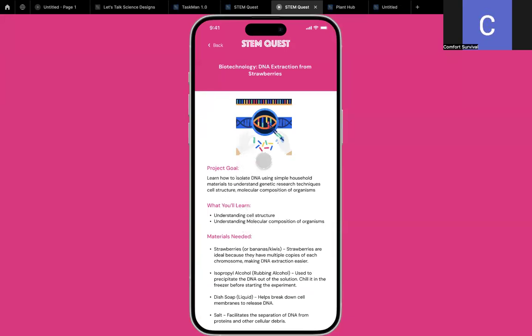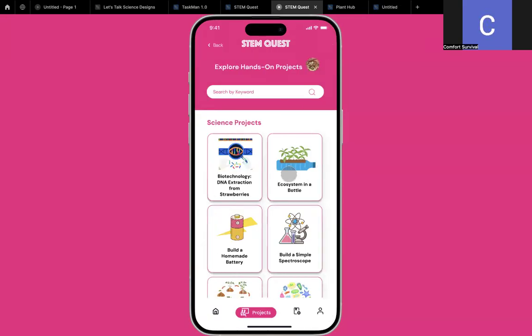Here we estimate what skills they would essentially be learning from doing said project, such as understanding genetic research techniques, cell structures, molecular compositions of organisms, and they will also learn a bunch of things, and how to do projects by yourself as compared to in a school setting where you're often in a collaborative environment and you're doing it with teammates. You learn how to do those yourself.